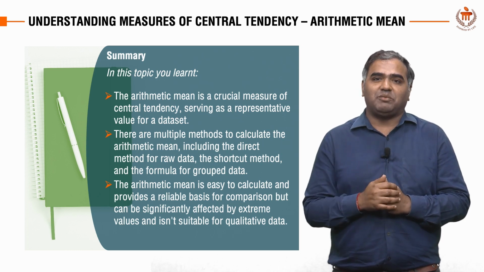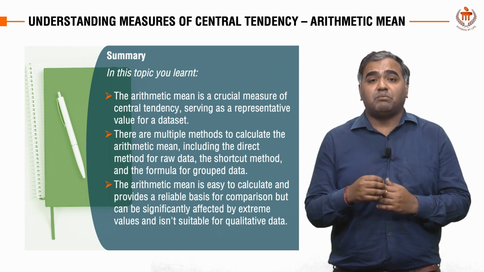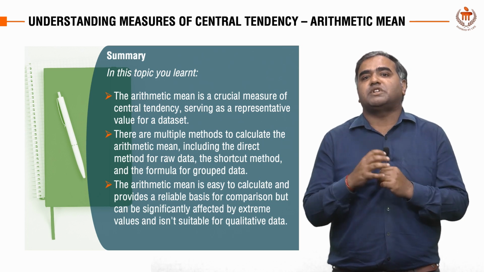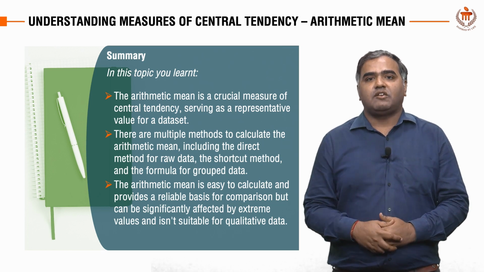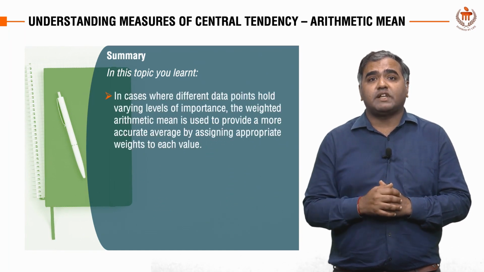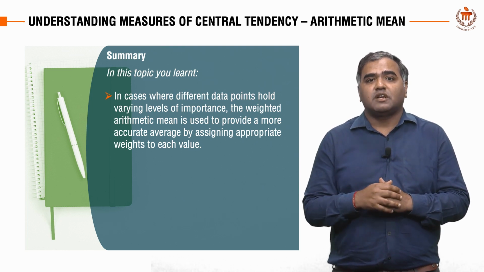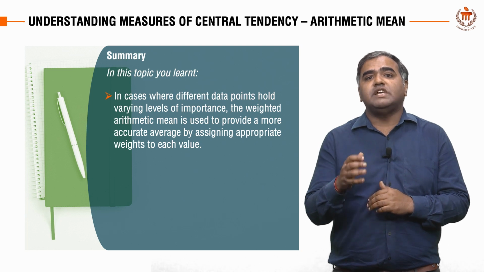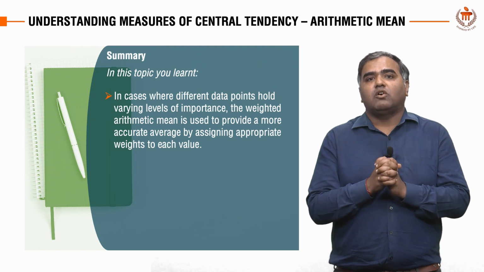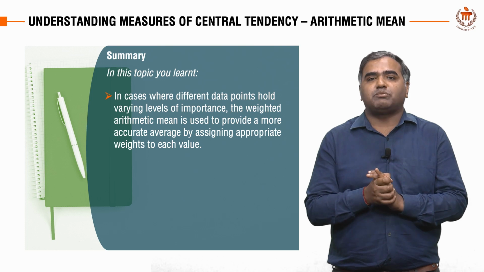We have also discussed the features of arithmetic mean. It is easy to calculate and it provides a reliable basis for comparison, but it can get significantly affected by extreme values and it is not suitable for qualitative data. So in cases where different data points hold varying levels of importance, the weightage arithmetic mean is used to provide a more accurate average by assigning appropriate weight to each value. I hope you have understood the concept of arithmetic mean, which is important to work on univariate data analysis when we work on the concept of normality.